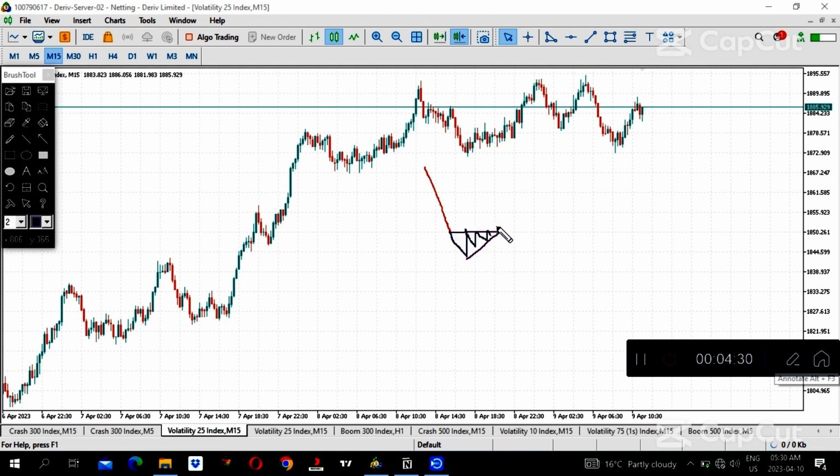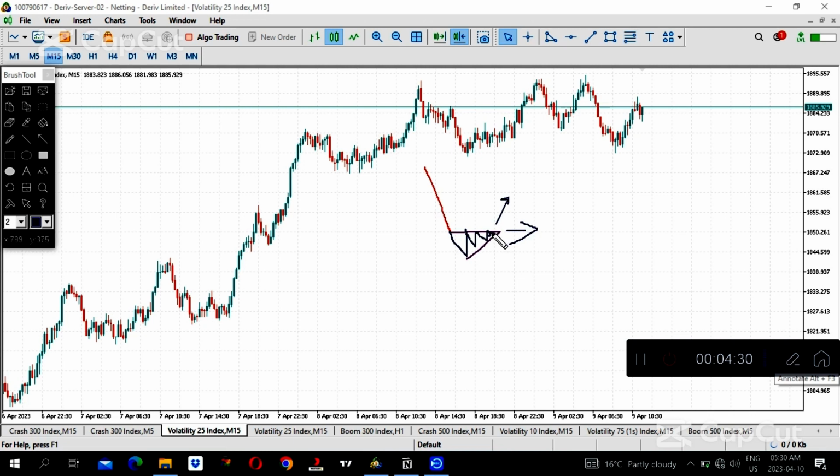Then this is a symmetrical triangle. Its sides are almost similar, almost equal, and it's not pointing in any direction. It's just pointing horizontally. It's not pointing up or down. So on this triangle, as you can see, it eventually has to break out somewhere, because the market can't keep on consolidating in this one small triangle.